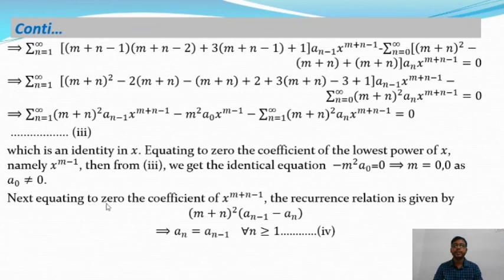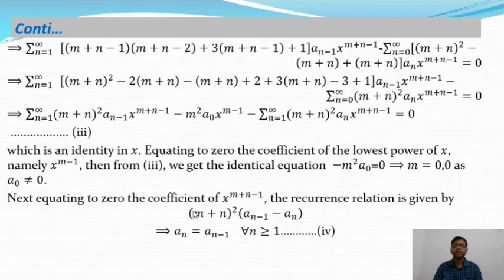So next, equating to 0 the coefficient of x to the power m plus n minus 1, the recurrence relation is given by, and this is the recurrence relation, that means (m plus n) whole square a_(n minus 1) minus a_n is equal to 0.